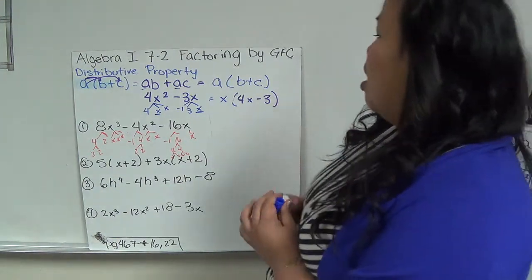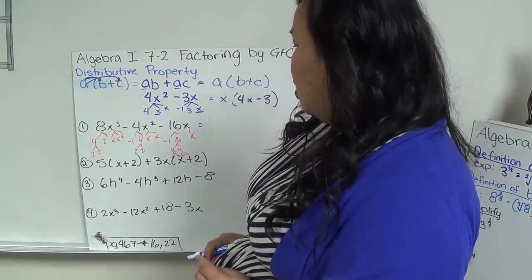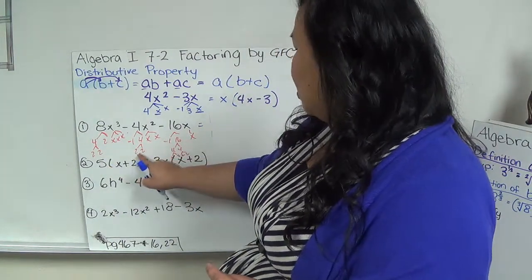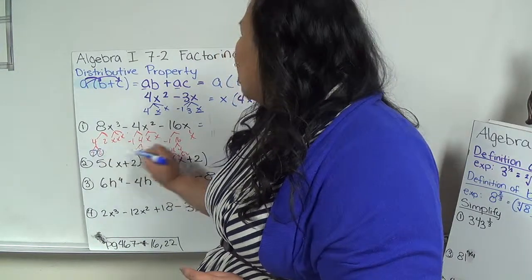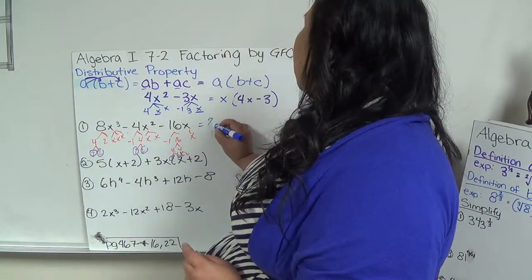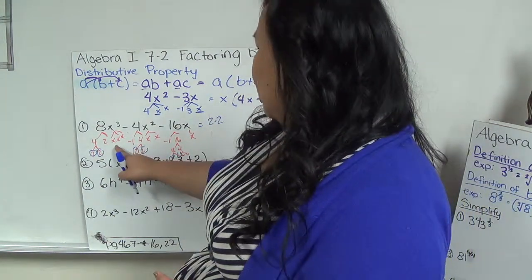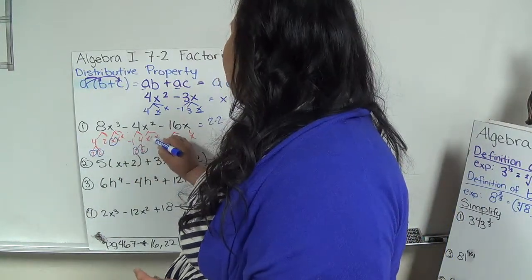So right here, I'm going to see what they have in common. Well, this has three 2's, this has two 2's, that has four 2's. So they all have at least two 2's in common. So I'm going to put 2 times 2. They also have at least one x in common.